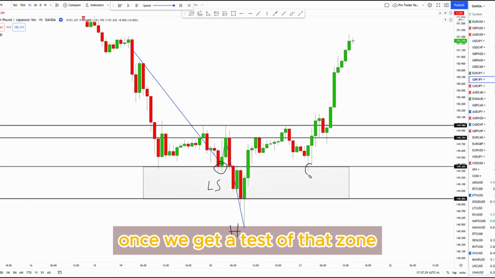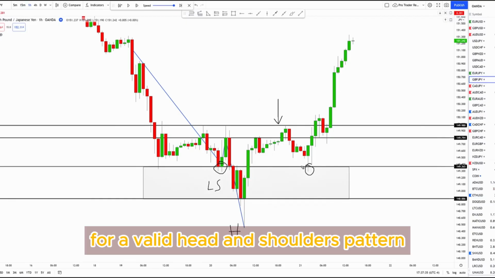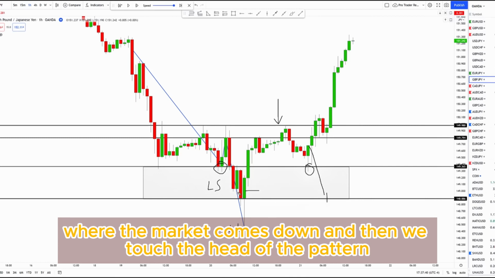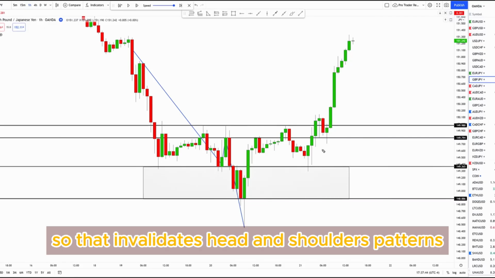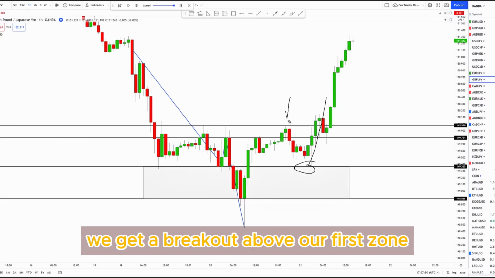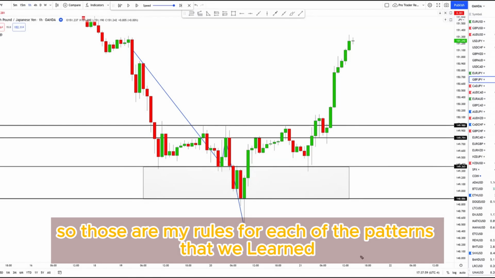Once we get a test of that zone, we know we're looking for the break of the top zone for a valid head and shoulders pattern. What we don't want to see is something like this, where the market comes down and then we touch the head of the pattern. That's more of a double bottom, not really a head and shoulders pattern anymore. So that invalidates head and shoulders patterns. But as long as we just get a touch of the zone and we get a breakout above our first zone, we have a valid inverse head and shoulders pattern. So those are my rules for each of the patterns that we learned.